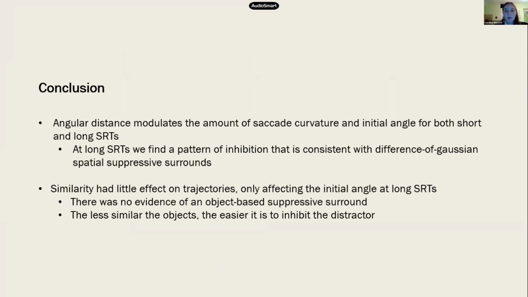Whereas for similarity, we only see this affecting the initial angle for long reaction times, which suggests that more complex objects do not have an object space suppressive surround like the simple features do. And what we did see is that the less similar the objects get, we're able to inhibit the distractor more.